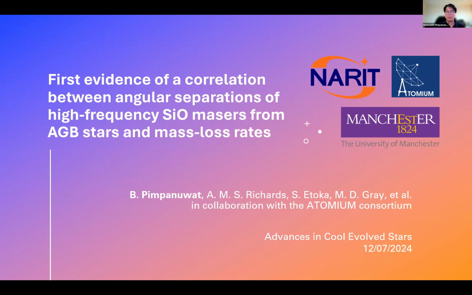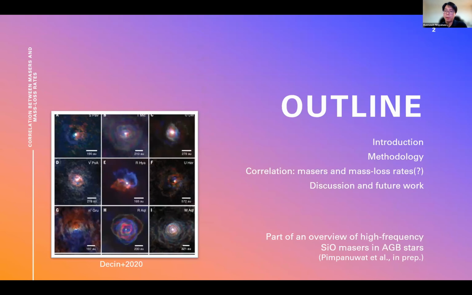So today I'd like to present our first look at a potential correlation between high frequency SiO masers in AGB stars and mass loss rates. Now, this talk will be divided into four main sections, as you can see on the screen. And just a quick shameless advert: this is part of an overview of high frequency SiO masers in AGB stars that is going to be published, hopefully, within this year.